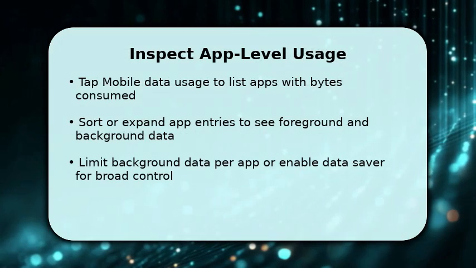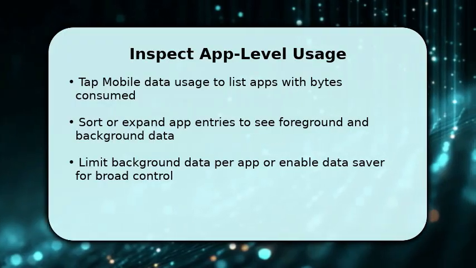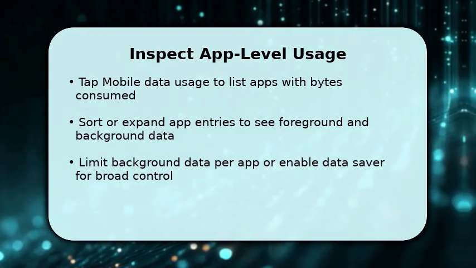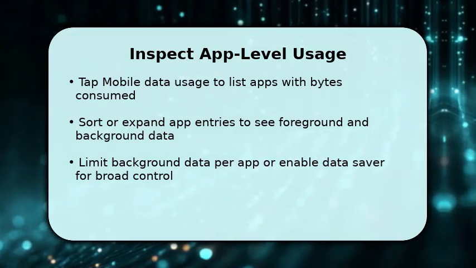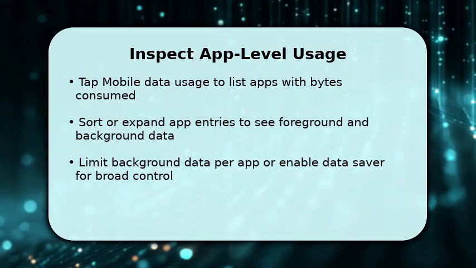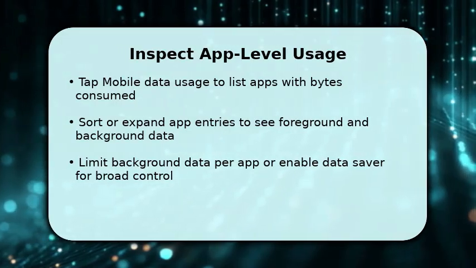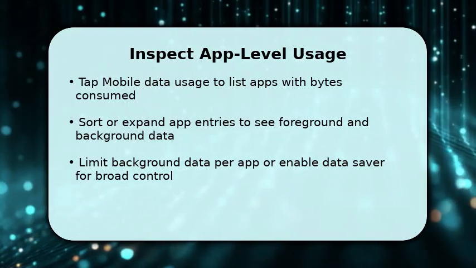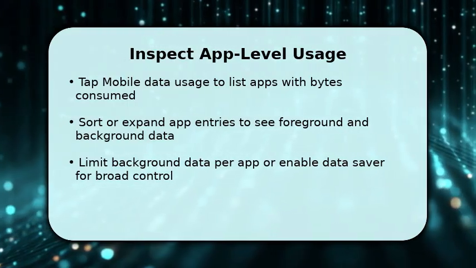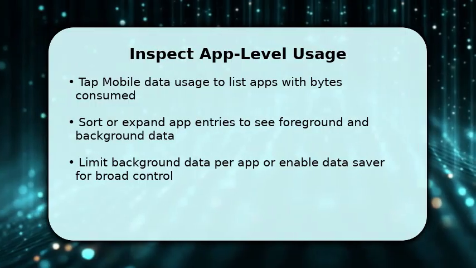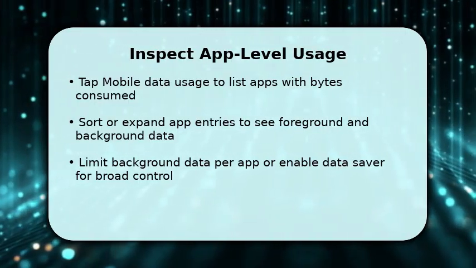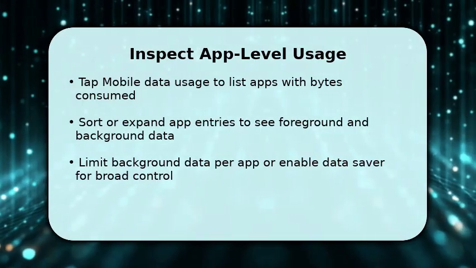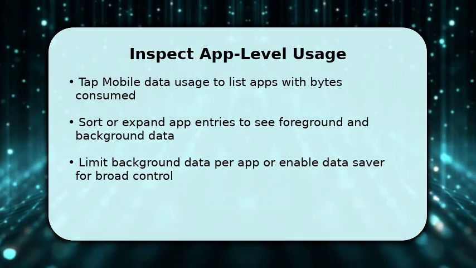Next, tap Mobile Data Usage and scroll to the app list. This shows which apps consume data and how much. Tap an app to see foreground versus background usage and the exact amounts in MB or GB. This explains sudden spikes. If an app is misbehaving, toggle Allow Background Data or Restrict to stop background transfers. You can also enable Data Saver for system-wide reduction. Both methods let you control usage without uninstalling apps, and they preserve essential notifications.